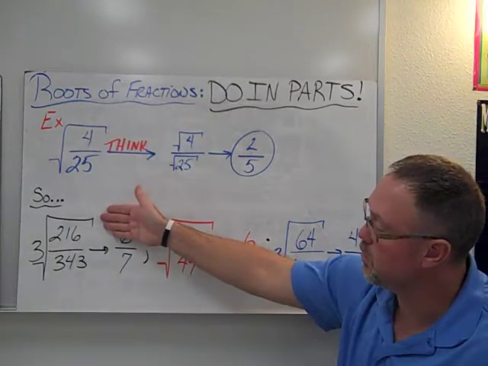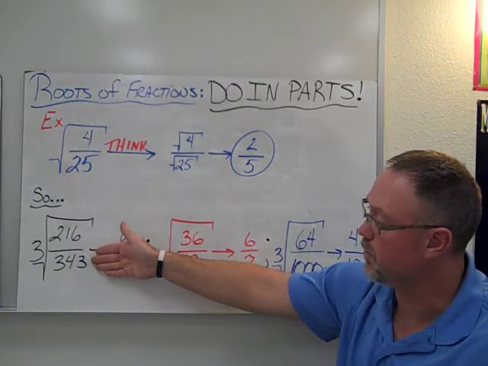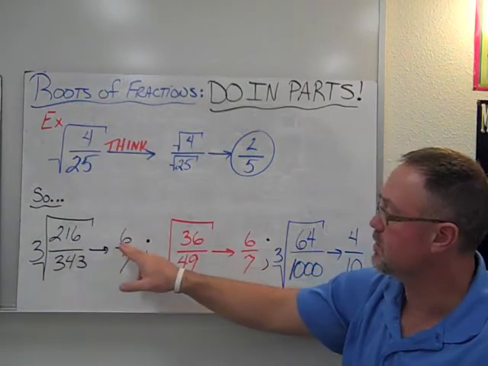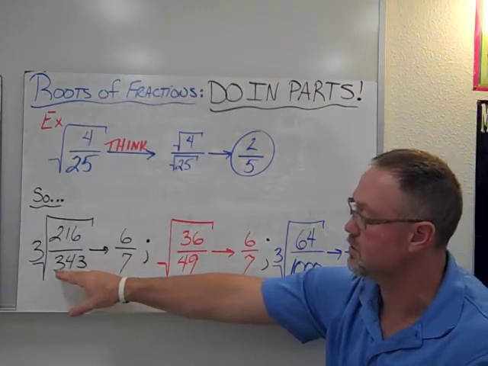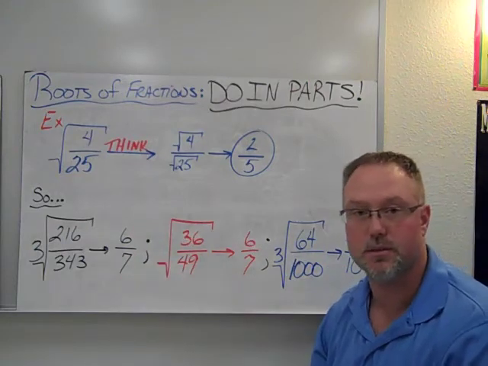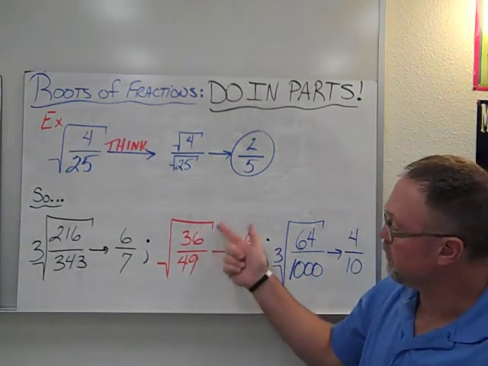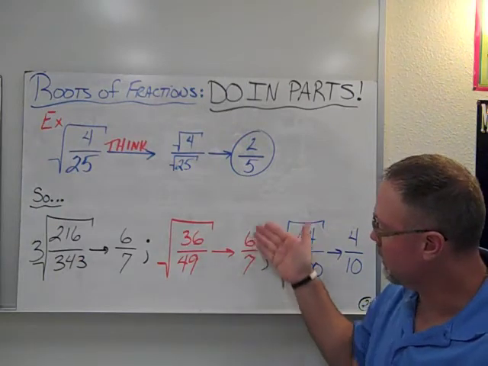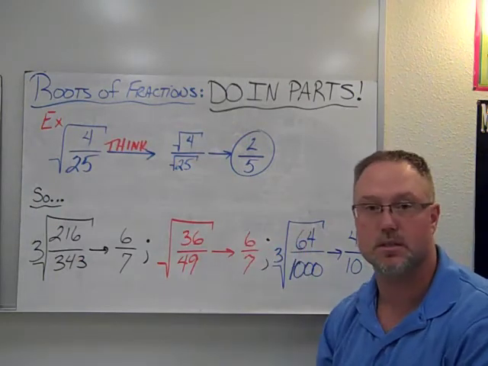So cube root of 216 over 343. Well, the cube root of 216 is 6. Cube root of 343 is 7. So we end up with 6 sevenths. So square root of 36 over 49. Again, they're perfect squares, so it's 6 sevenths.